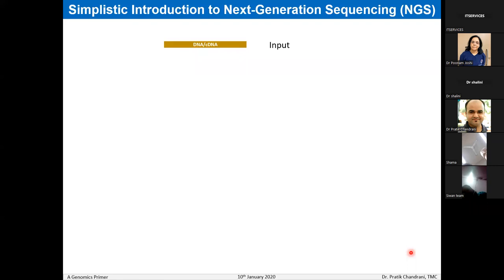MiSeq, which is a small tabletop machine, very rapid. It can do one round of sequencing within 2 to 3 days of total preparation, and it can run in smaller batches of 12, 24 samples. So, turnaround time is also much smaller. On the other hand, Illumina NovaSeq and HiSeq kinds of machines are very large.